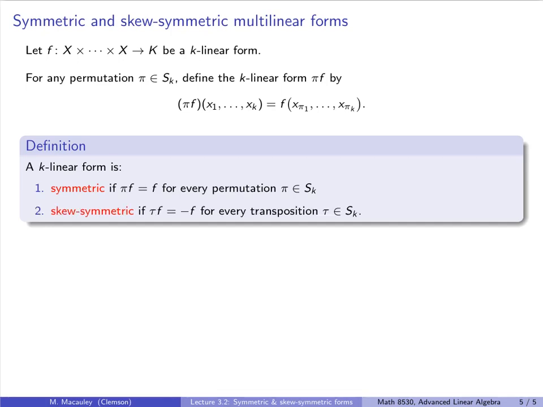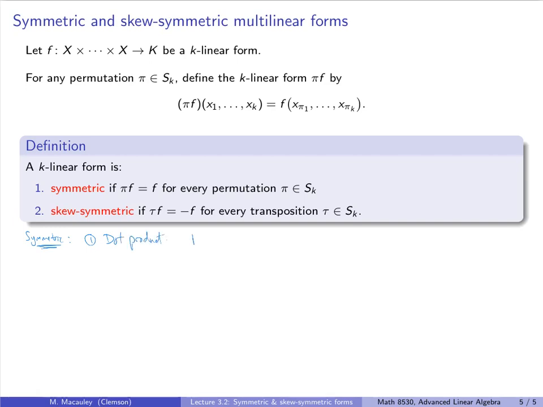A k-linear form is skew symmetric if any time that we transpose two entries, the sign flips. Let's finish with some examples of these. I'll start with symmetric ones. One of the most common ones is the dot product. So I'll call this example 1, the dot product.